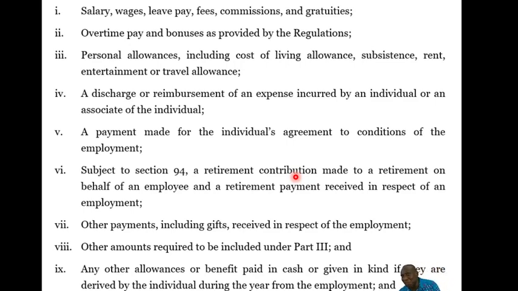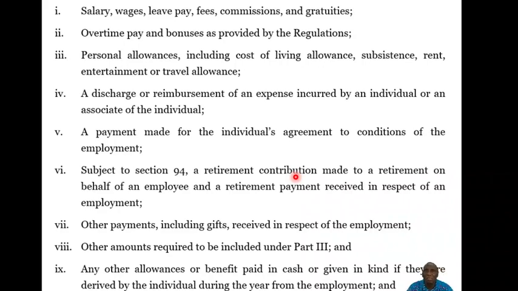Gratuity, end of service benefits and all that, you have to add it to the person's income and tax. You must also include overtime pay, it's an employment income. Bonuses are also employment income. So you add it to the person's income and tax. We will look at how these things are done.